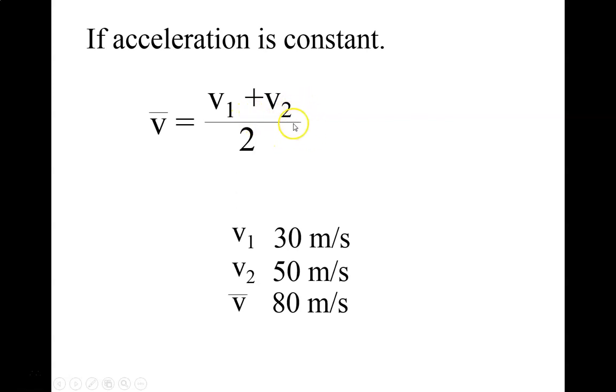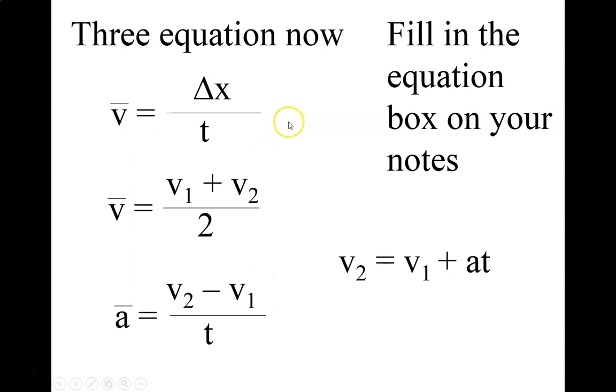This is a big equation for you. So now we've got three equations that we are using, not counting the speed equation, because that's the same as v bar equals delta x over t. So that is this equation. Write this one down. And so these are our three equations. You should have them written down. V bar equals delta x over t. V bar equals v1 plus v2 over 2. And then you can have this form written down, but I would probably just have this form written down.